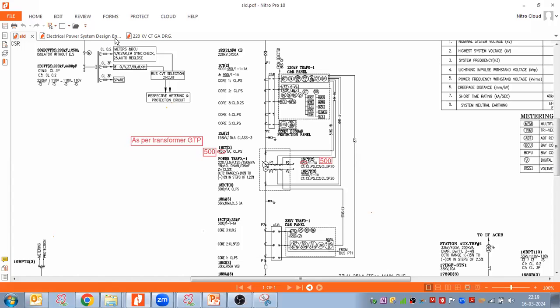Could you please explain the neutral CT? I'll come on that, Noor Jahan. Hold on. I have not come on the neutral. I'll come on that. Give me some time, but let me complete the polarity first.